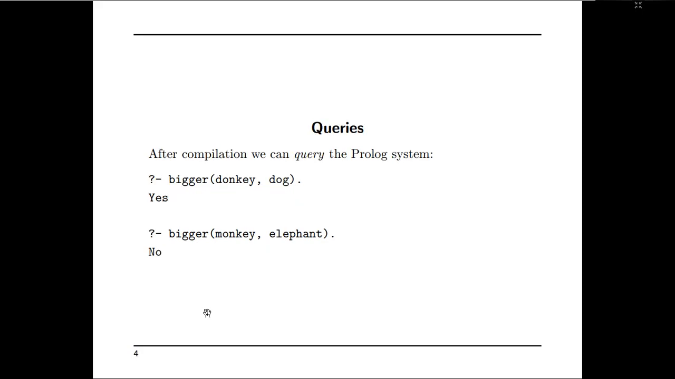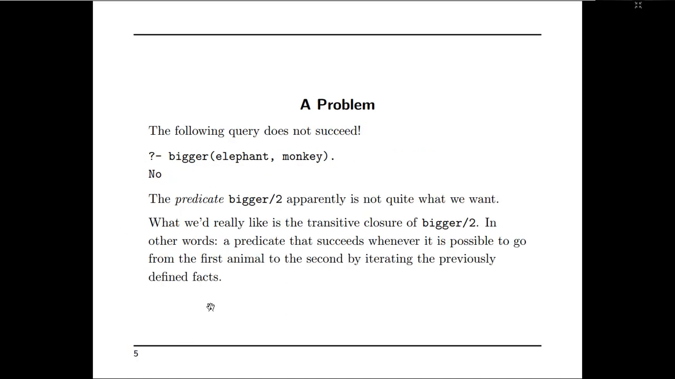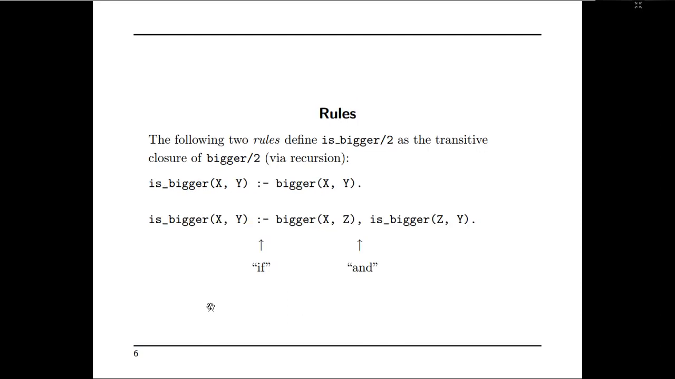Next, checking whether a query holds, or firing a query based on the facts, will be done like this: bigger of donkey comma dog. If donkey is bigger than dog, and if this fact is available in the rule set, then the result will be yes, otherwise it will be no. This is the way the rules are going to be formed.